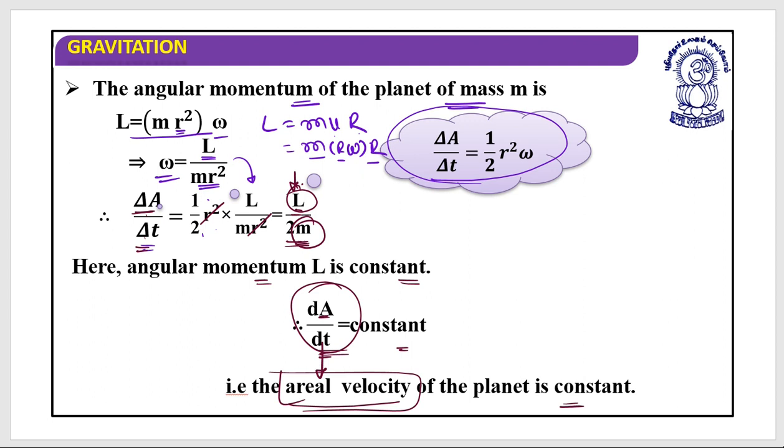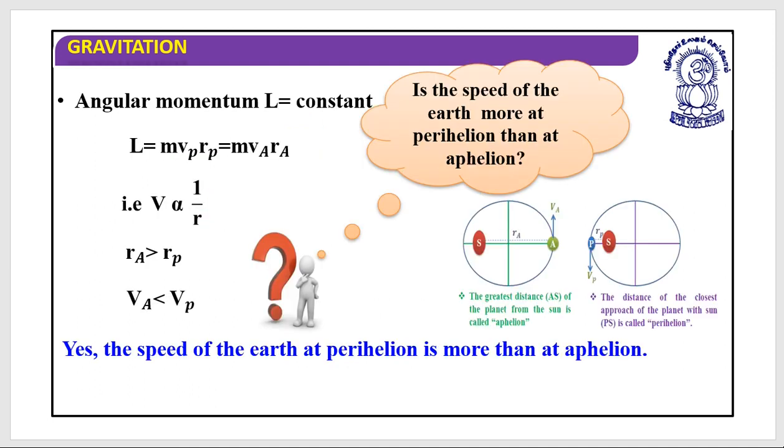Are there any doubts up till now? Are you sure? Great. Now let's discuss certain very logical aspects. What we understand is that the speed of the earth is more at perihelion than at aphelion. Is it so? Or would it be the same?